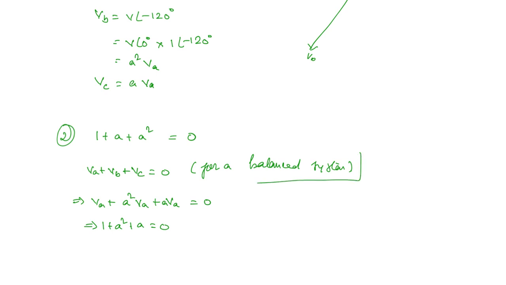This is one way of seeing it. Another simpler way is: 1 plus A plus A squared is equal to 1 angle 0 degrees plus 1 angle 120 degrees plus 1 angle minus 120 degrees. If you simplify, you're going to get 0. So this is a useful relationship that you can remember. It will simplify some of the calculation processes.